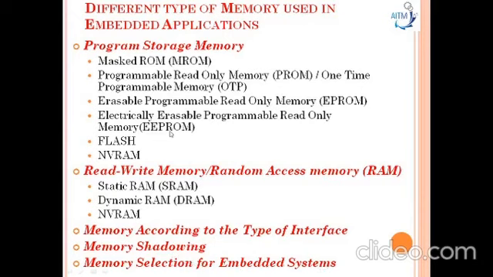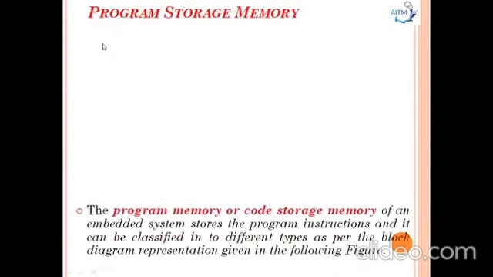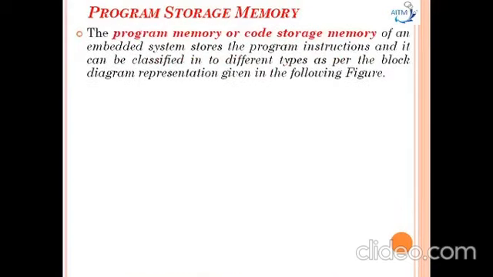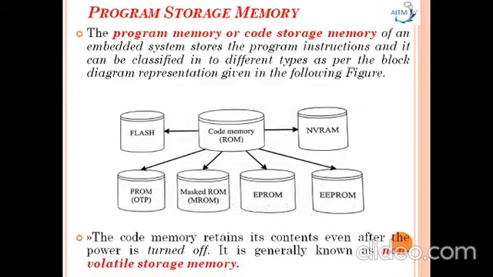Now we'll go to the first type of memory, that is the program storage memory here. The program memory is also called the code storage memory, and for an embedded system it stores the program instructions, and it can be classified into different types as shown in the figure. So it can be categorized as the PROM, masked ROM, then EPROM, EEPROM, then flash memory, then NVRAM here.